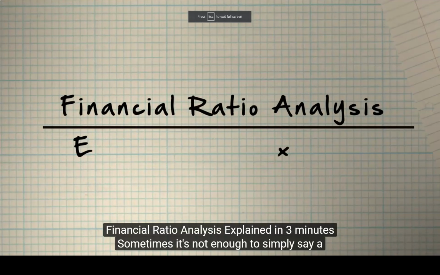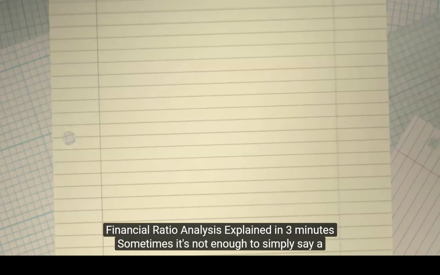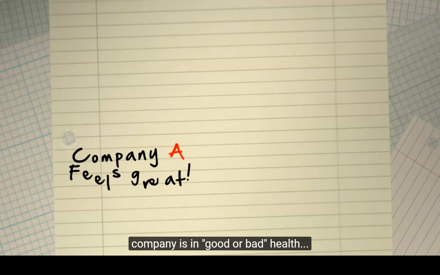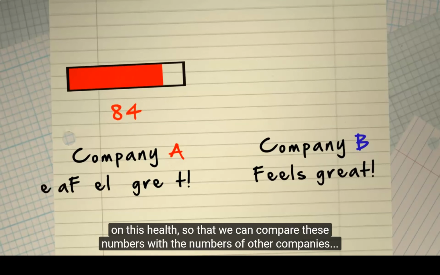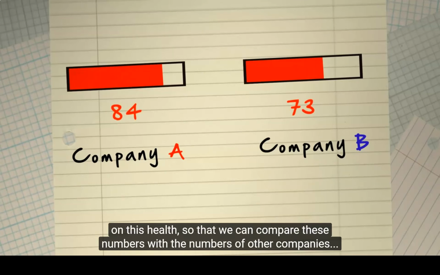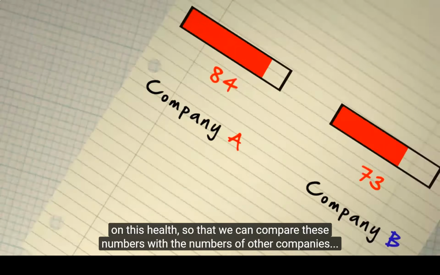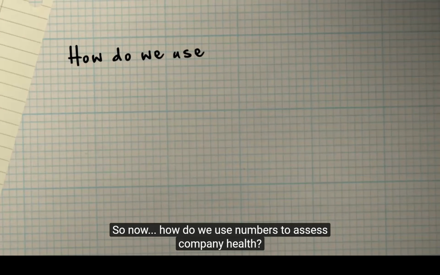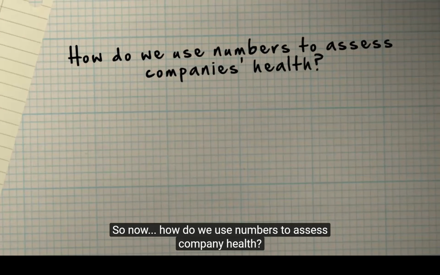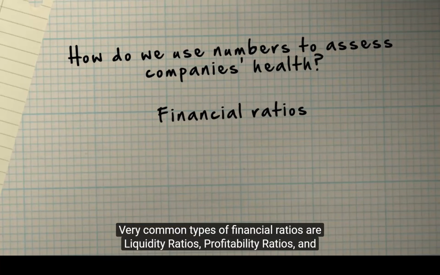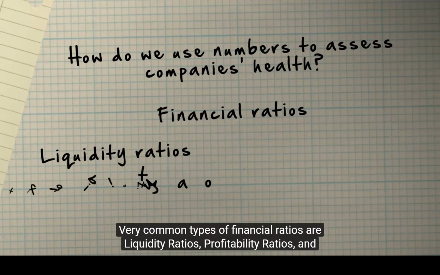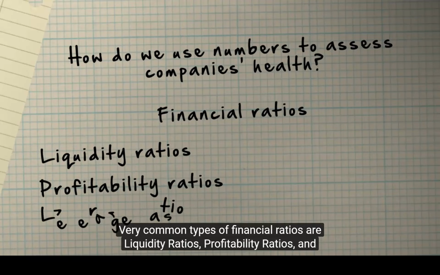Financial ratio analysis explained in 3 minutes. Sometimes it's not enough to simply say a company is in good or bad health. To make it easier to compare a company's health with other companies, we have to put numbers on this health so that we can compare these numbers with the numbers of other companies. So now, how do we use numbers to assess company health? This is where financial ratios come in. Very common types of financial ratios are liquidity ratios, profitability ratios, and leverage ratios.